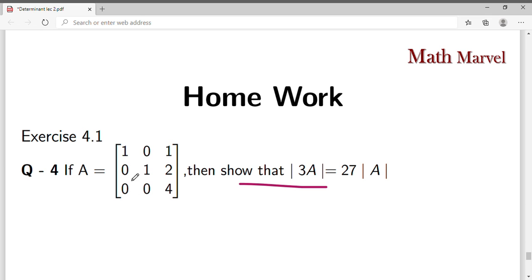And what is the order of the matrix? The order of the matrix is 3. So what is the answer? 3 raised to 3 into determinant of A. This one is my matrix B. So what is the answer? 27. Now try yourself, and if you have any difficulty, then you can ask through the comment box.